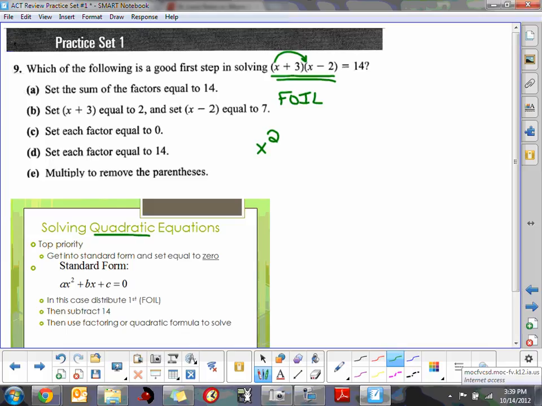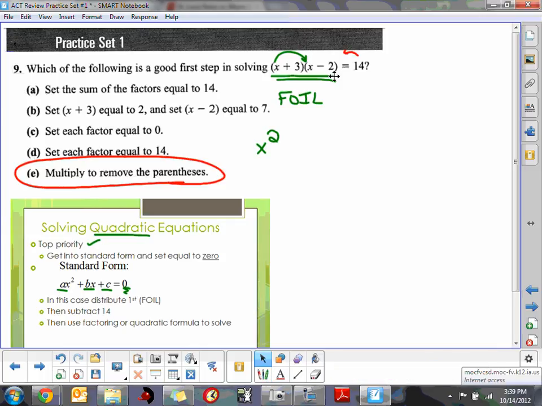But anytime it's quadratic, one of the top priorities is getting it in standard form. Now standard form is ax squared plus bx plus c, and setting the other side equal to 0. And that gets us in a position to solve a quadratic. So the test is just asking you what is the first thing that you would do. Well, the first thing that we would do is multiply to remove those parentheses, and then we're going to be able to move the 14 over and collect our like terms so we get it set equal to 0.